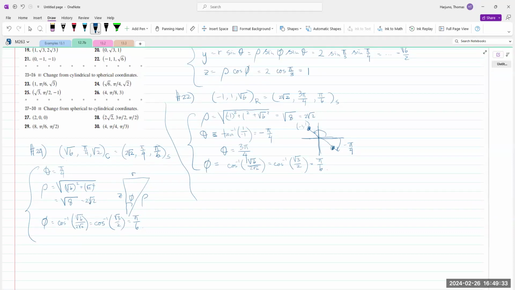Okay, finally number 26. Let me do it here. No, not number 26. Number 30, I meant. Number 30. We have (4, pi/4, pi/3) in spherical. What will that be in cylindrical? Oh, the theta must be the same. The theta equals pi/4.